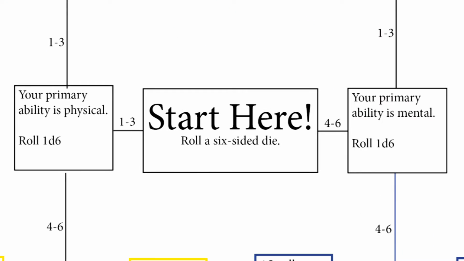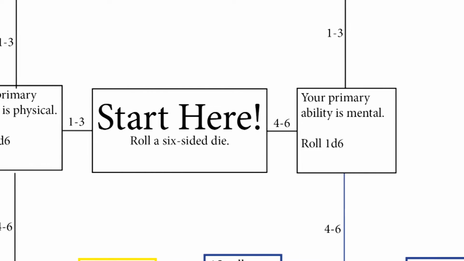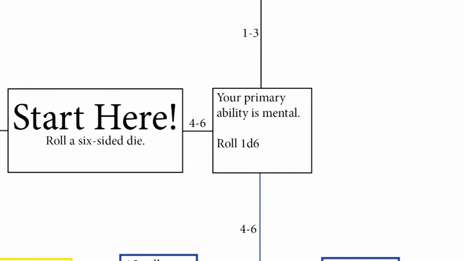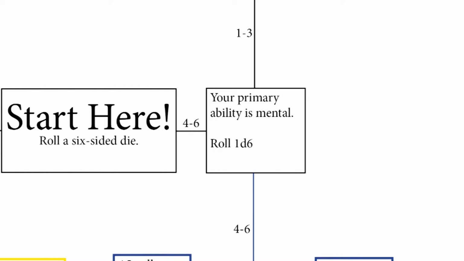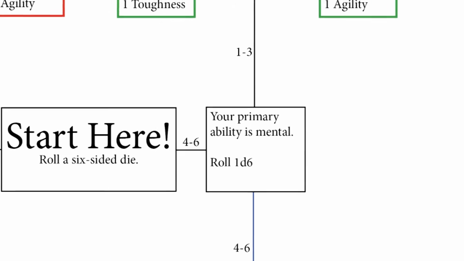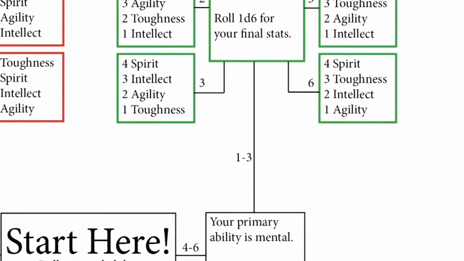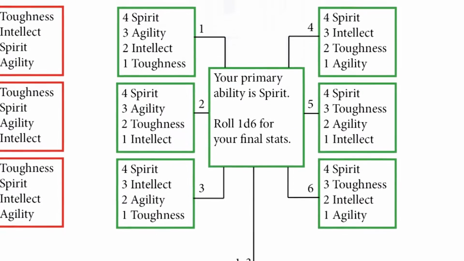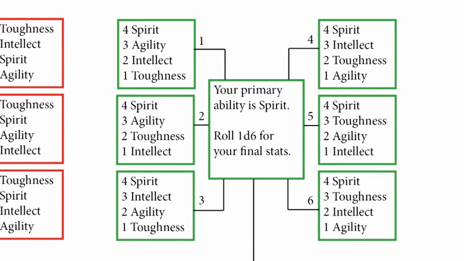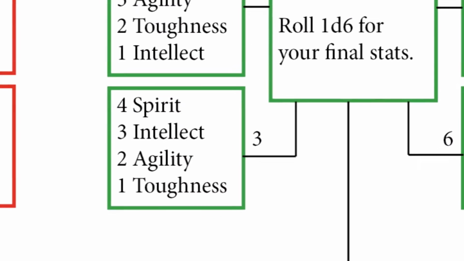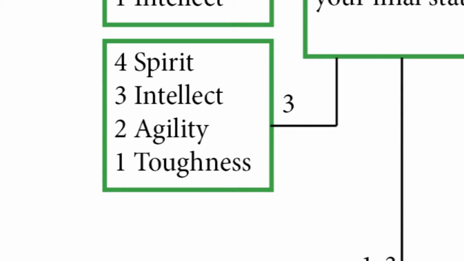I'm starting at the start here again. And I'll go ahead and roll. And I got a 6, so my primary ability is mental. I'm going to roll that one again. And I got a 2, so I'm following the 1 to 3 up to spirit, so I know that I'm going to have a 4 in spirit, and then I'll make 1 more roll, and I got a 3, so that tells me that I have a 4 in spirit, I have a 3 in intellect, I have 2 agility, and a 1 toughness.